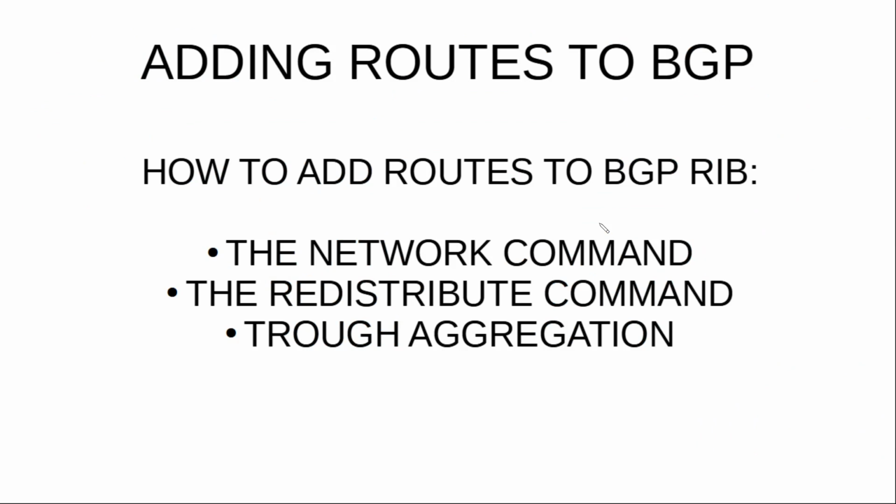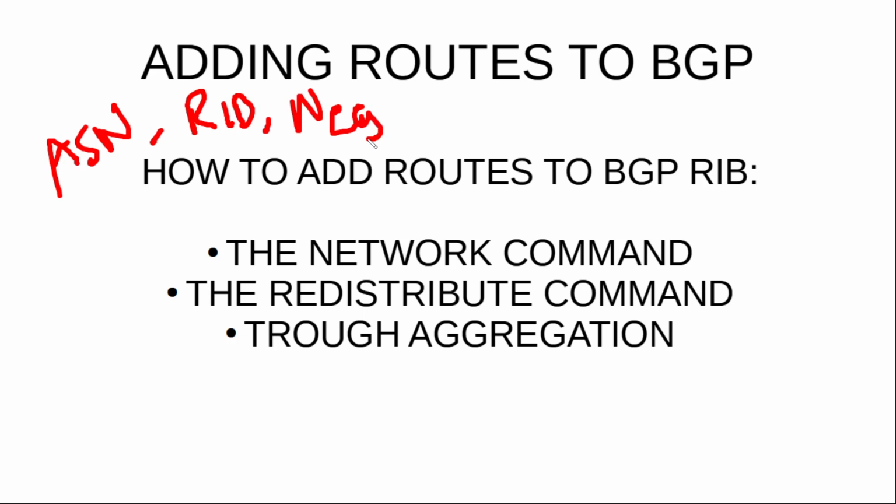Let's see how we are going to inject routes into BGP. We have seen many things so far. We have seen how to choose our autonomous system number, then how to configure our router ID, how to configure neighbors, and now let's see how to actually go and add routes into BGP. So we have mainly three ways: through the network command, through the redistribution command, and through aggregation.